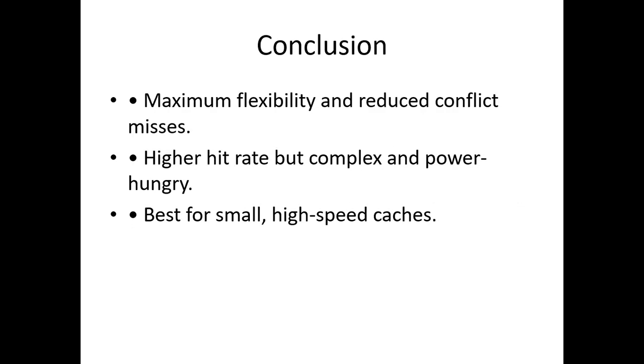In conclusion, fully associative mapping gives us maximum placement flexibility. It avoids the conflict problems seen in direct mapping and often results in a higher hit rate. However, this comes at the cost of hardware complexity, power, and speed, especially as the cache size increases. It is most effective in smaller caches where flexibility is critical, but becomes less practical in larger systems without expensive hardware. This brings us to the end of our lesson on fully associative mapping. I hope by now we have a fair idea of what fully associative mapping is. Thank you.